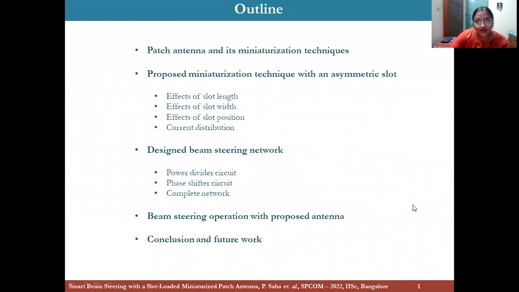Here are the outlines of my talk. First of all, I will focus on the patch antenna and its miniaturization techniques. After that, I will discuss the proposed slot-loaded miniaturization technique of the patch antenna. Later, I will discuss the designed beam steering network consisting of power divider circuit and phase shifter circuit. At the end, I will demonstrate the beam steering operation with the proposed antenna.